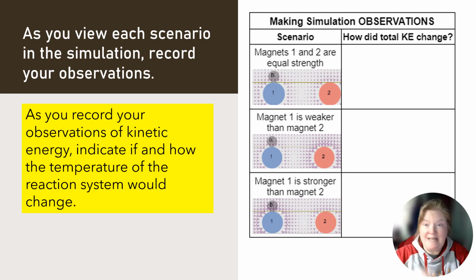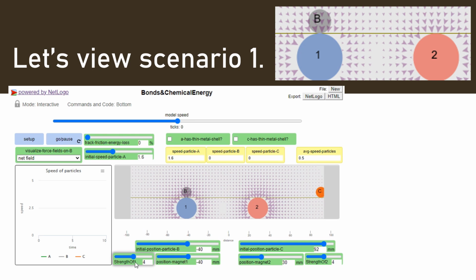Now that you have your predictions made, it's time to make some observations. On the next slides, you're going to view each scenario from the simulation. Record your observations about how the kinetic energy changed. And also, you can see right here, how would the temperature of the reaction system change? Okay, let's look at what we have. The strength of magnet 1 is 4. Magnet 2's strength is also 4. Right now, B is bonded to 1. We're going to send in particle A at a speed of 1.6. Okay, let's go. The bond is broken. The bond is forming.